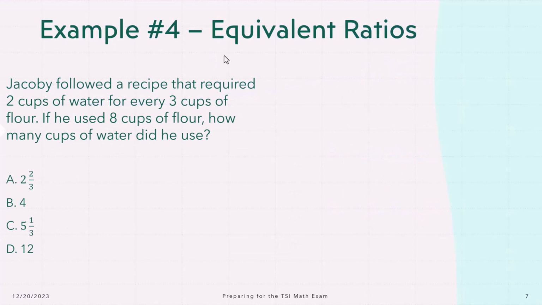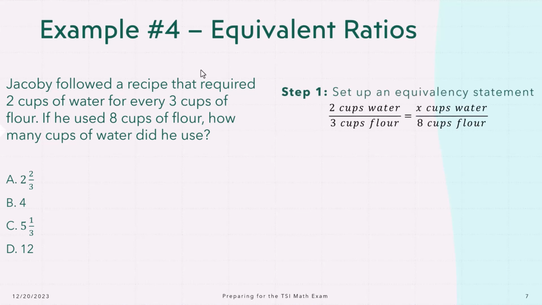Next, we'll look at a word problem that requires setting up equivalent ratios. This means that we compare amounts of 2 different types of units in a sample case to determine the amount in a second case. To do this, we first need to identify the given ratio. When we look at the problem, we see that Jacoby followed a recipe that required 2 cups of water for every 3 cups of flour. That's the given ratio.